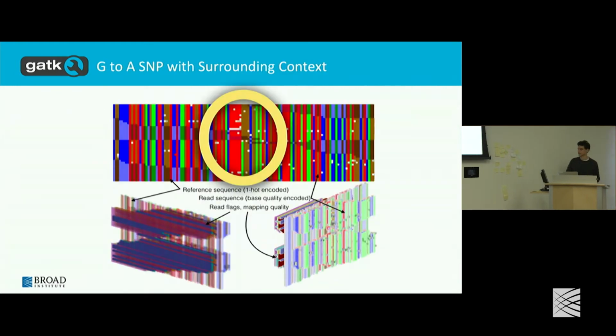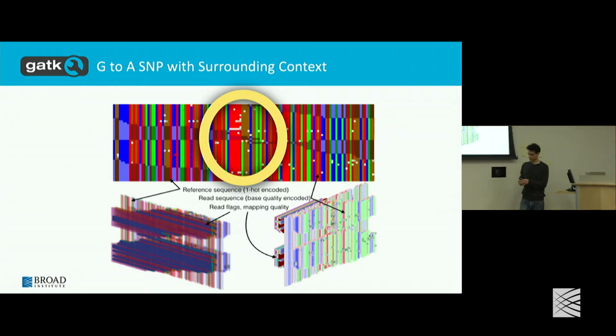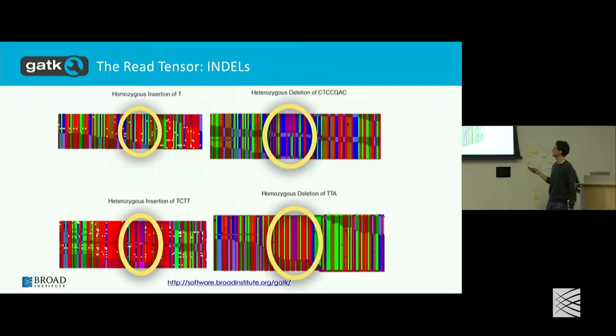Okay, and now let's just look at some read tensors. Here's another SNP. You see it's a G to A SNP. So it's right there is the SNP. Here the brown is G. This is A. It's heterozygous, right? So we have the reads separating nicely, half and half, diploid organism. And then to the right and to the left is the surrounding sequence context, which we know is sometimes informative.